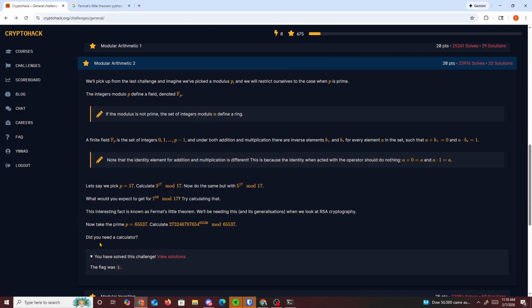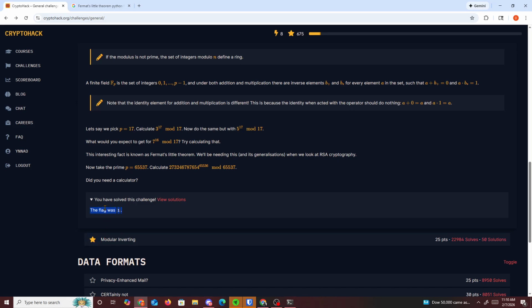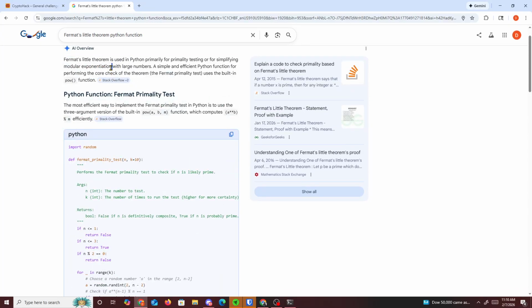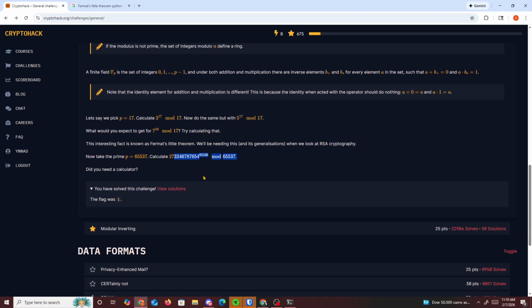So if we check the solution, the flag was 1. It's pretty easy, nothing too difficult. I guess you just have to understand that if you want to implement this, there's a built-in Python function that you can use to solve this challenge. So nothing too difficult, but that's about it.